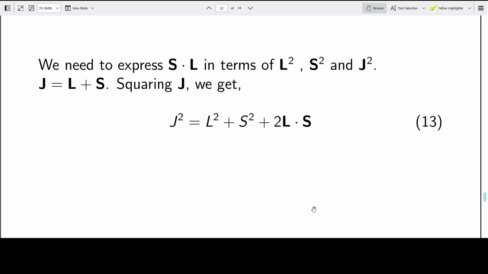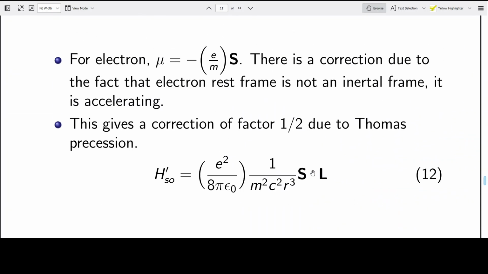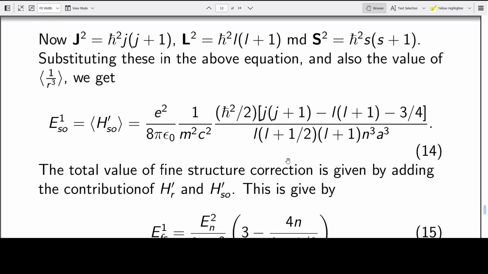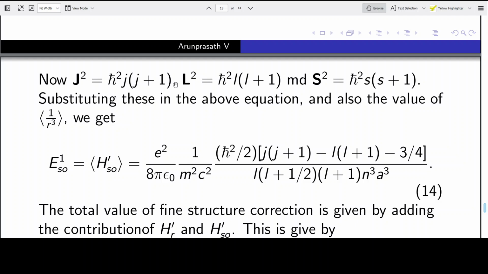We now come to the calculation of this S dot L. We need to express S dot L in terms of L square, S square, and J square. We know that J is the total angular momentum. J is equal to L plus S. Squaring J, we get J square is equal to L square plus S square plus 2 L dot S. Now, J square is equal to h bar square times j times j plus 1. L square is equal to h bar square times l times l plus 1. And S square is equal to h bar square times s times s plus 1. S equal to half, so S square is h bar square times 3 by 4.